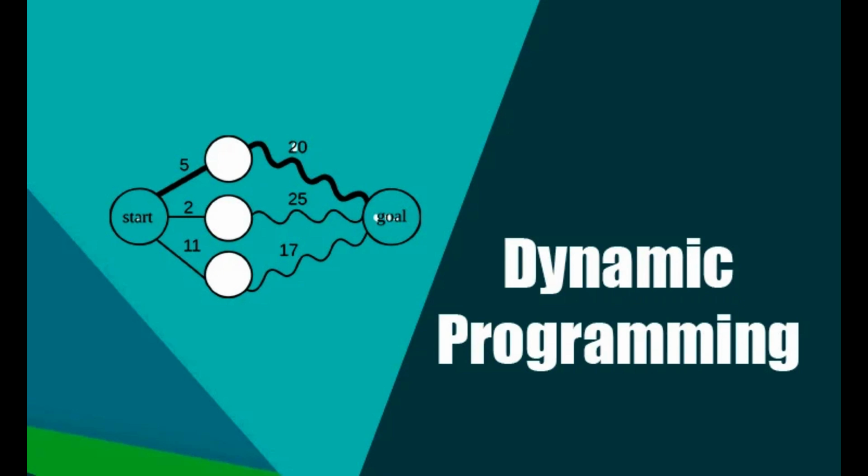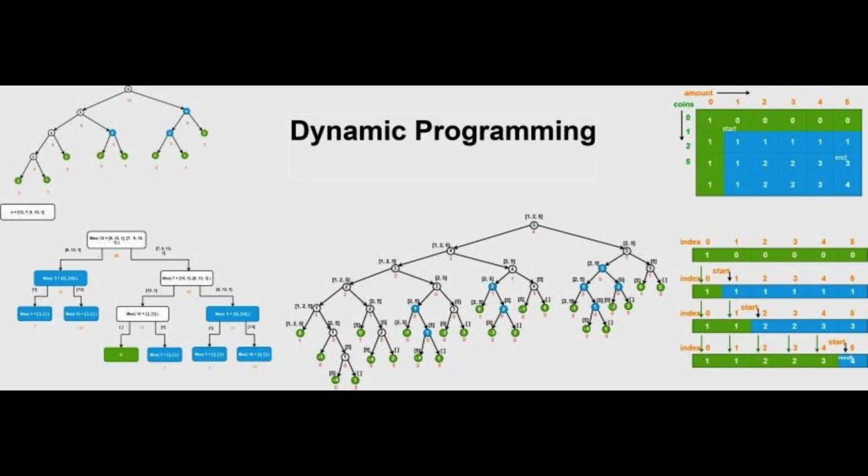Dynamic programming is a powerful optimization technique used in computer science and mathematics to solve problems by breaking them down into smaller subproblems and storing the solutions to these subproblems to avoid redundant calculations. It is particularly useful for solving problems with overlapping subproblems and optimal substructure.